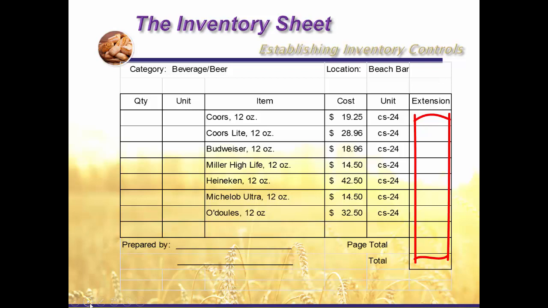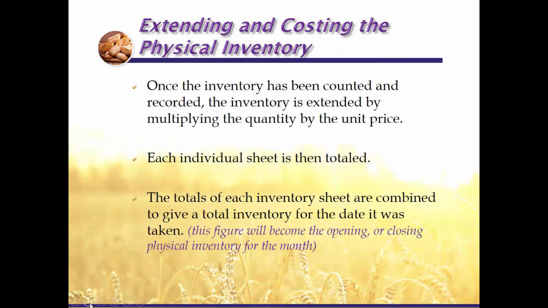The latest purchase price method is where management identifies the last price paid for each item in the inventory from the invoices and records. Once the inventory has been counted and recorded, the inventory is extended by multiplying the quantity by the unit price. Each individual sheet is then totaled. The totals of each inventory sheet are combined to give a total inventory for the date it was taken.